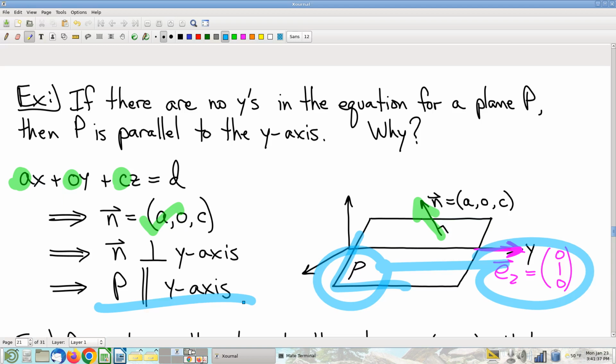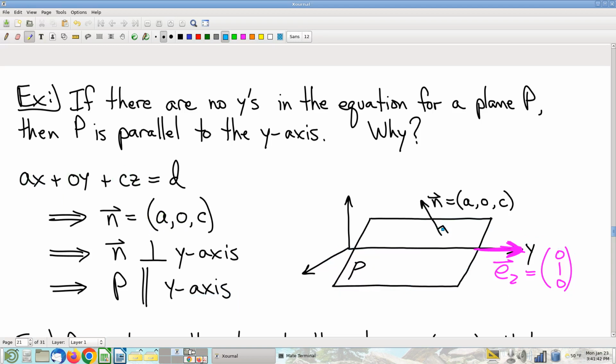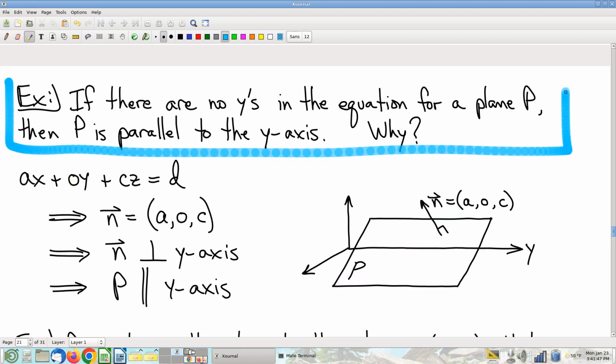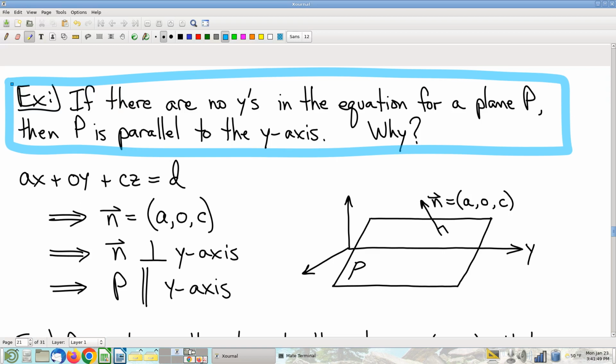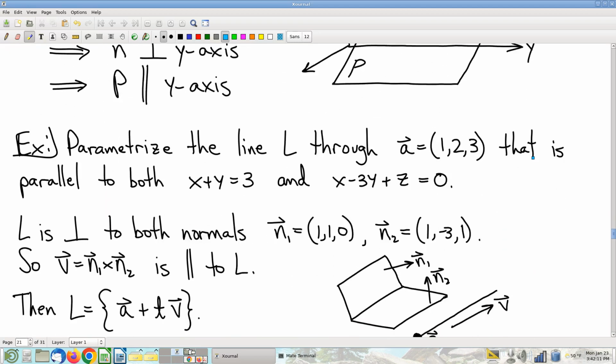So, neat fact, and if you're looking for a little practice problem related to this, you can state and prove very similar results about if there's no x's or if there's no z's. One thing you could do is make sure you're comfortable with this argument, then put it away and don't look at it. Take out a clean sheet of paper and try to state and prove similar results about x and z. Okay, good practice.